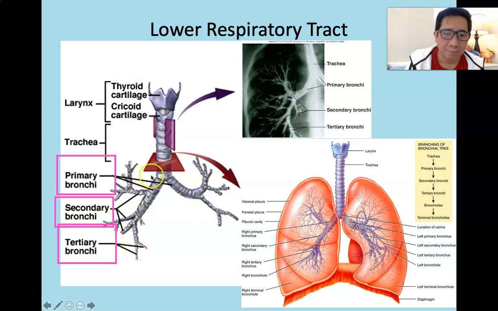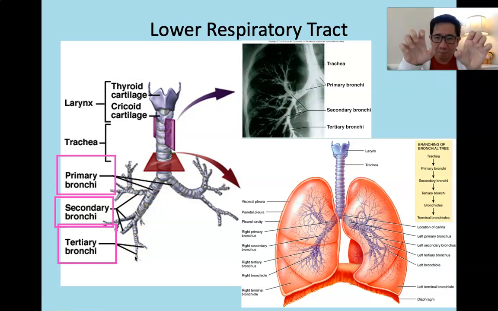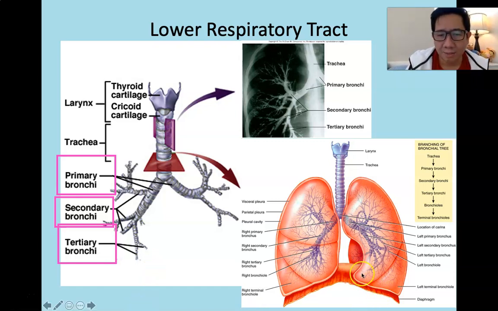So the third step, you're going from big to smaller to smaller. Think of three branches. You have the first big branch, then you go to a smaller branch, and then an even smaller branch. So primary, secondary, and tertiary. Remember that: primary bronchus, secondary bronchus, and tertiary bronchus.